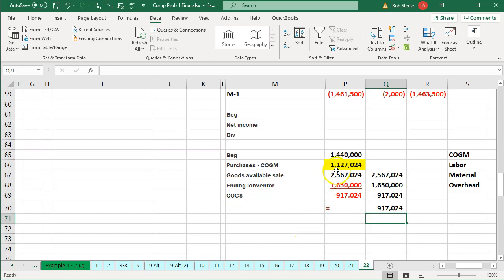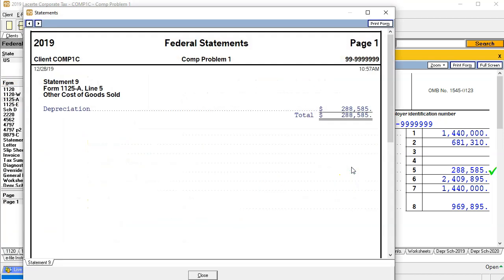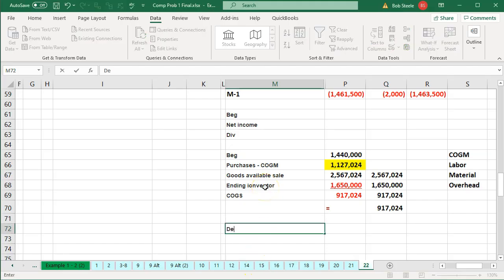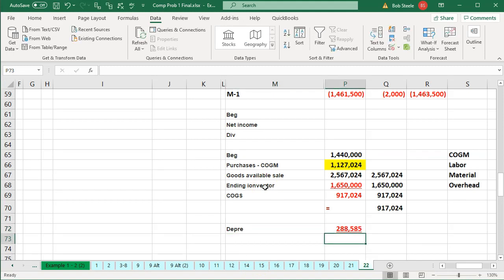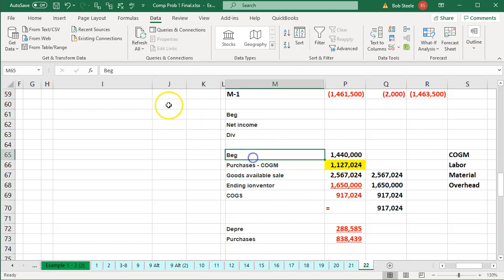So now we're going to say that the purchases is this number. Notice we had some manufacturing in there because we allocated the depreciation there, because I wanted to show the allocation of the depreciation. So we're basically going to say part of the purchases is part of the cost of goods manufactured. Then we're going to go back to our 1120 and take a look at the depreciation, which is going to be that 288585. So I'm going to say the depreciation is going to be the 288585. And the difference between the purchases and that number we're going to put into purchases. And so that's what we have there.